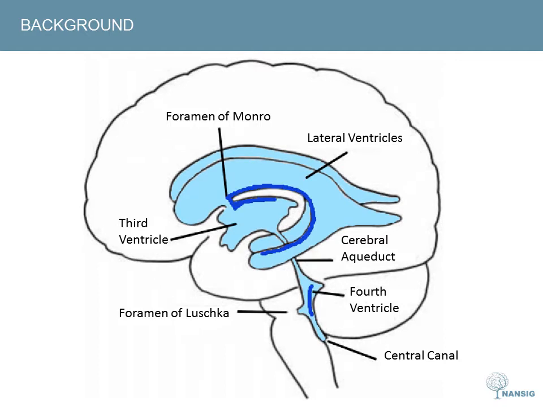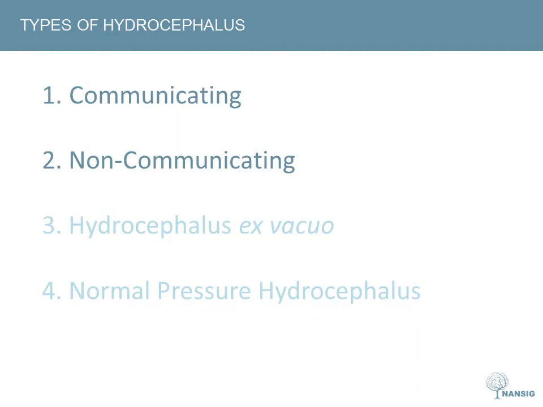CSF is largely produced by the choroid plexus, highlighted here in dark blue. The brain produces about 500 millilitres of CSF per day. This fluid is constantly being reabsorbed so that only 100 to 160 millilitres of CSF is present at any one time. Anything that causes a disturbance to the production, flow, or reabsorption of CSF can result in hydrocephalus.